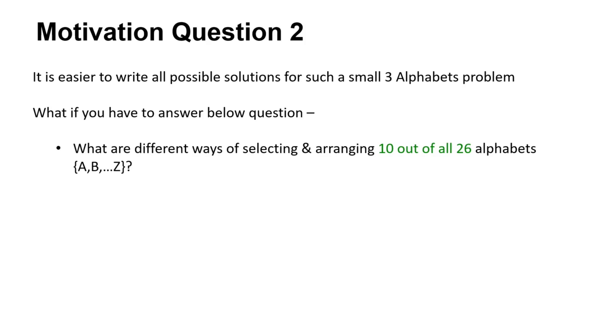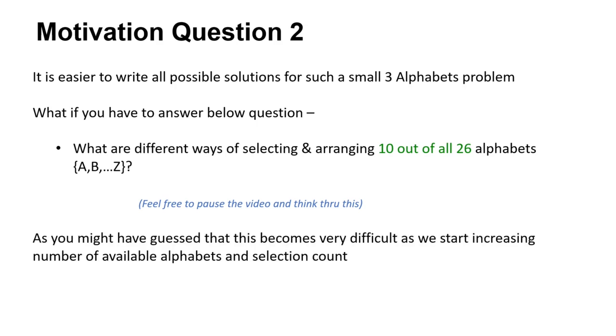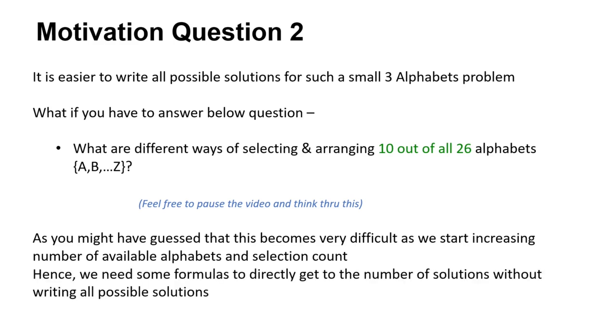So this becomes very complex. We cannot write all the combinations and then tell you the count and how many different ways we can arrange it. If you still want to pause the video and think through this, go ahead and see why this is a difficult choice. As you might have guessed, this becomes very difficult as we increase the number of available alphabets and the selection count. It is impossible to write all combinations and find the number of solutions. Hence we need some formulas to get directly to the number of solutions without writing all possible solutions.